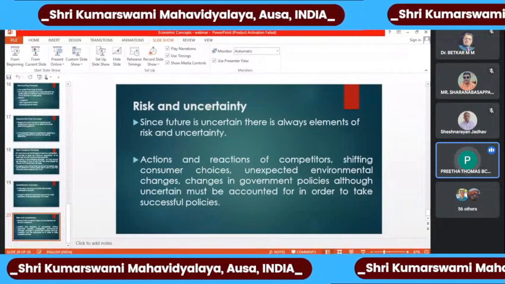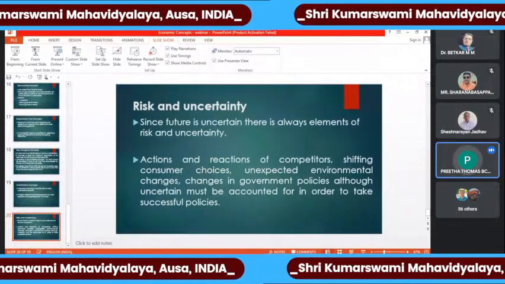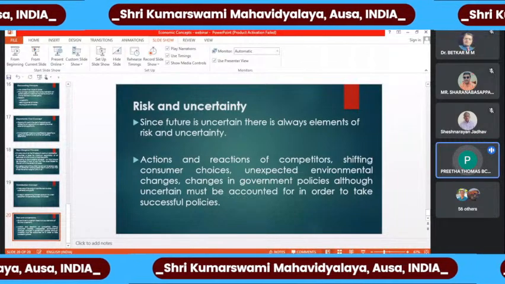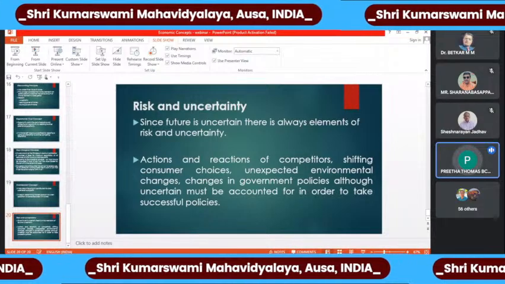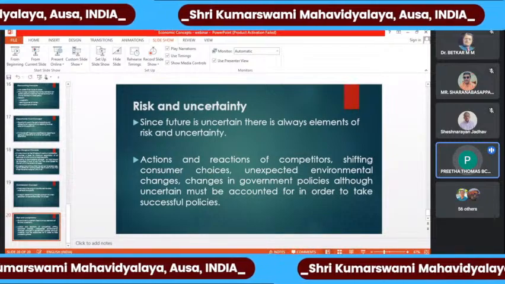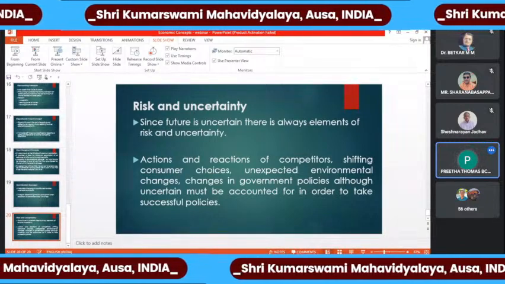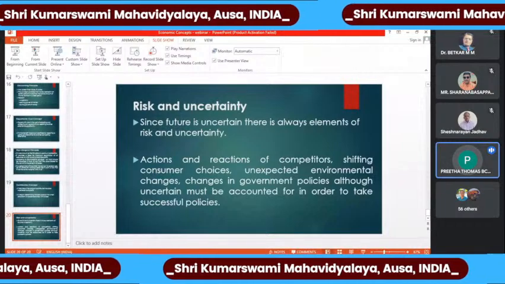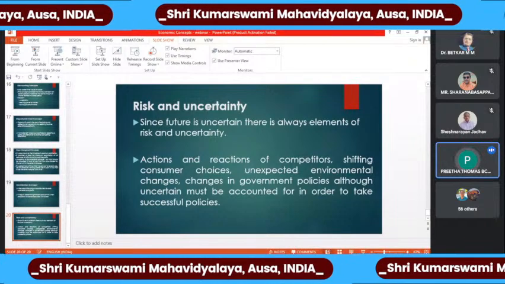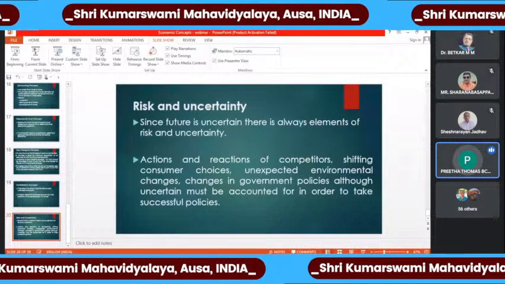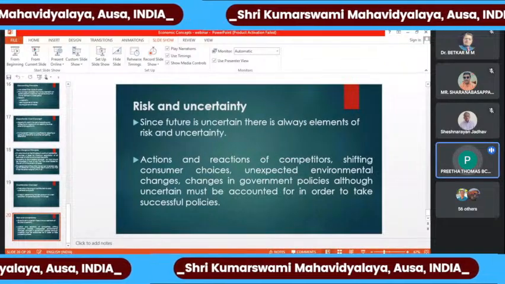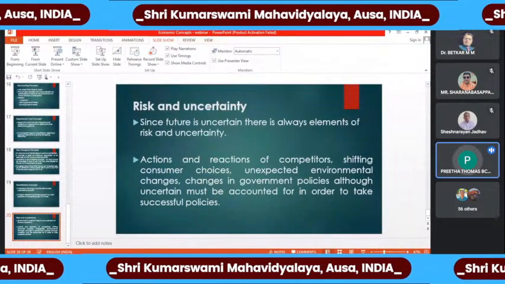But risk means what we know. Risk is where we know the probability of occurrence of events. That is, there is a 50% chance that we'll make a profit of 10 lakhs, right? 30% chance that it might be only 8 lakhs, right? 20% chance that it might be 5 lakhs, right? So we know the various outcomes and we know the probability of occurrence of the various outcomes. When we are able to assign probabilities to the occurrence of outcomes, then that is known as risk, right? When we don't even know what is going to happen, that is known as uncertainty.